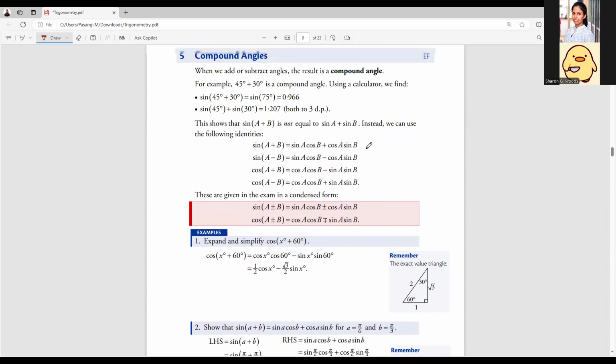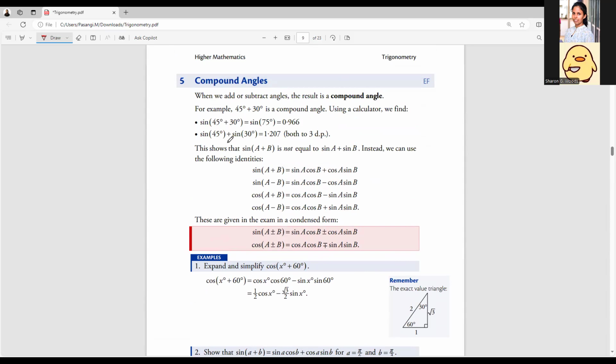For the compound angles, it's really important. These ones you will be using for identities as well. In Sinhala we call them sarvasamyan. So you have to prove these ones. Those equations or identities are always true, and you need to show that. For all these ones actually, we have to use compound angles.